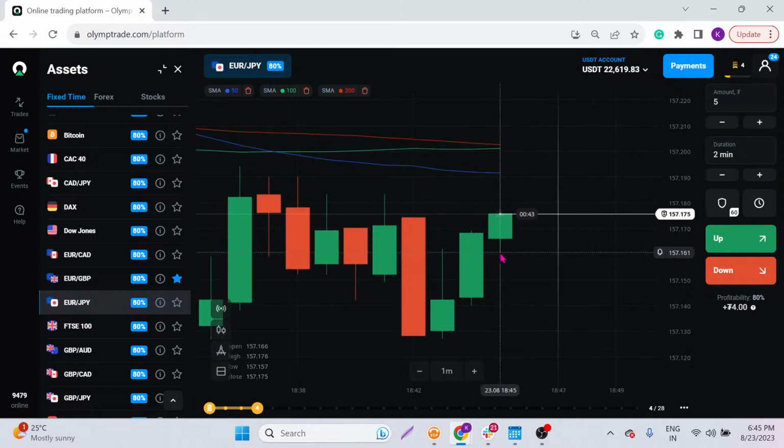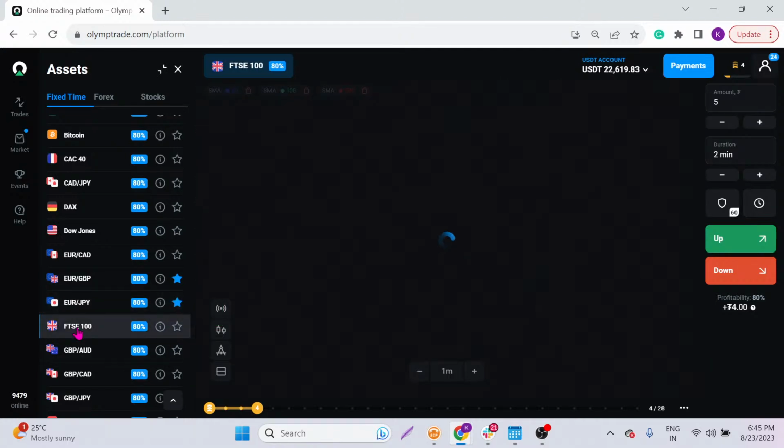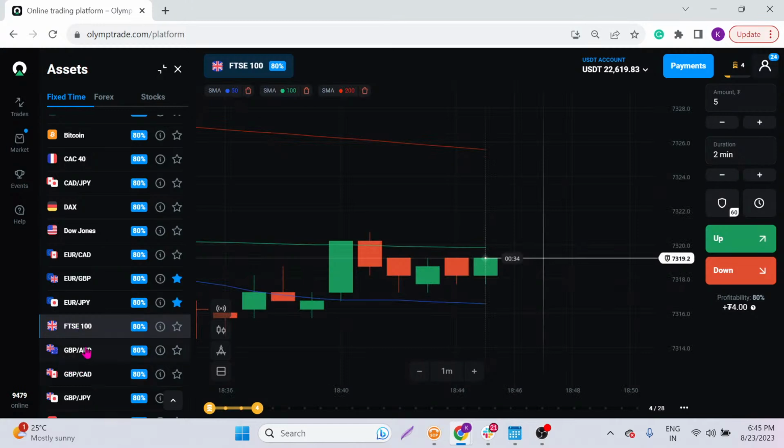Here we see that the candles are rising, so it might cross the level 50, the SMA 50, and then we can make an upward trend. So this is also something that might give us a signal. No signal here at the moment.